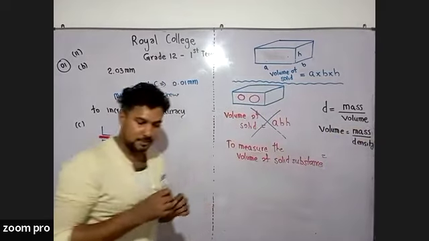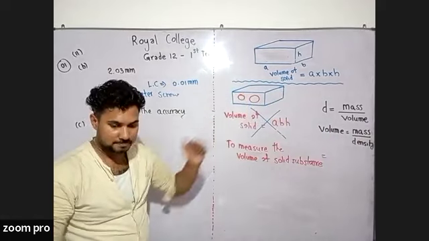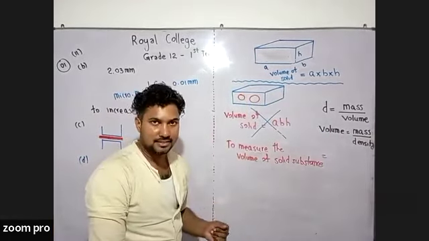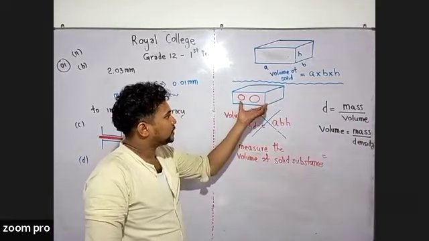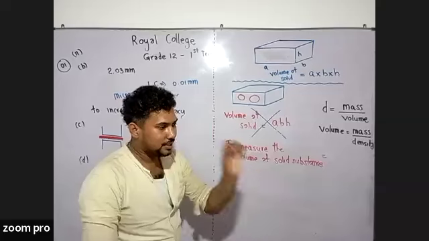Keep in mind that if you obtain the mass of this object, the mass of the air can be neglected, isn't it? So if you measure the weight of this box, you can obtain the mass of the solid substance.